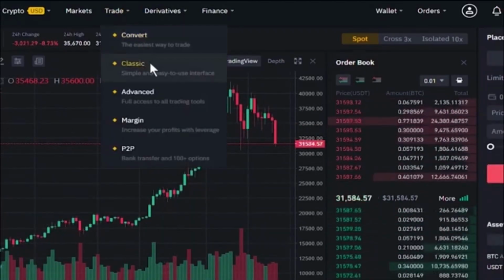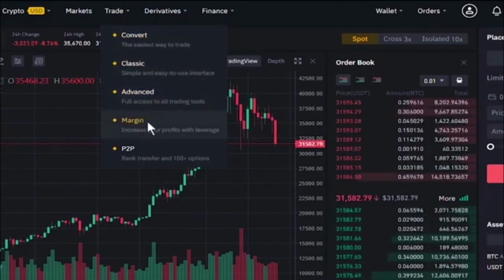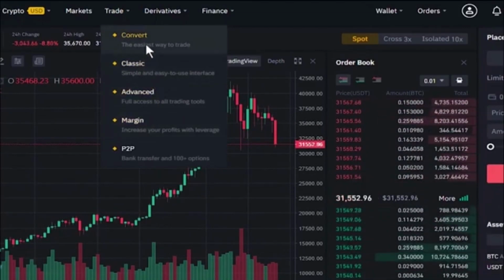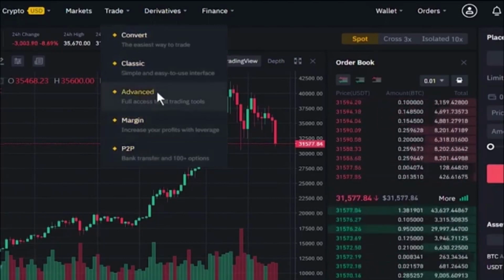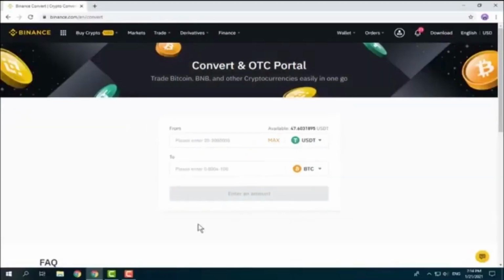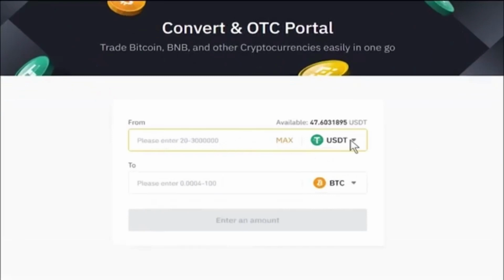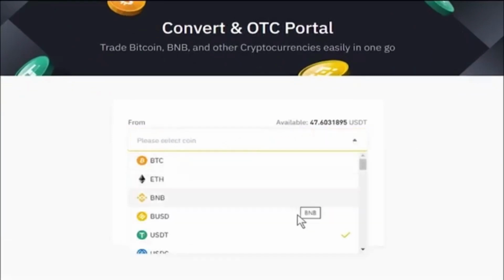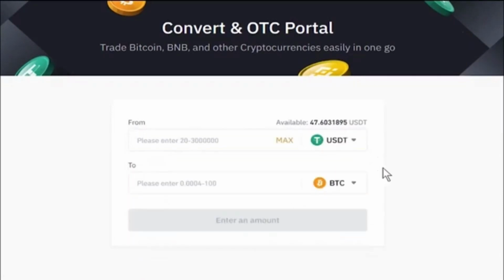Alright, let's go to the trade menu again. We've already discussed classic, advanced, and margin trading. Now let's see what convert and P2P are. Let's begin with convert. This is the Convert and OTC portal, over-the-counter portal actually, which provides a very easy way to trade. In the first box here, you select the coin that you want to convert. USDT is selected for us because we have USDT available right now. And in the second box here, you select the coin that you want to convert to.